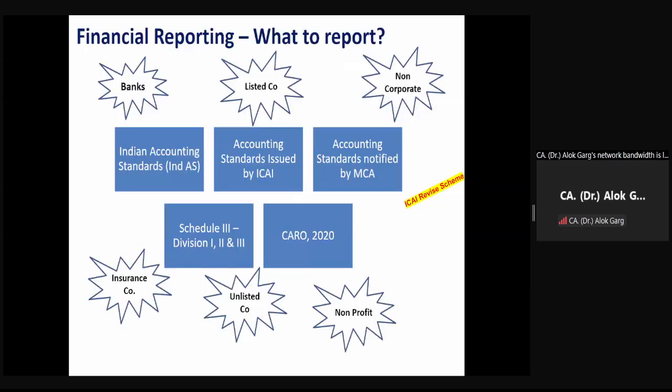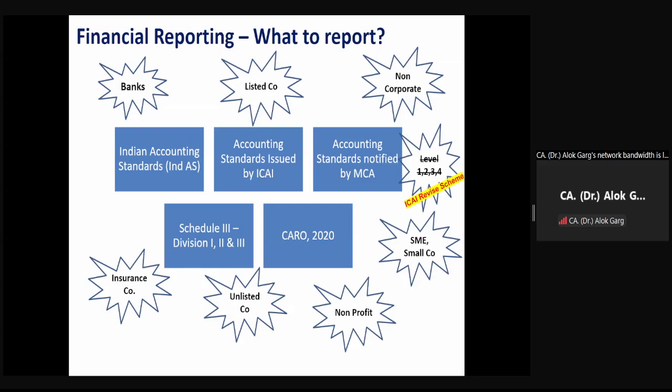Friends, if I talk about the financial reporting regime in our country, in India, we have three kinds of accounting standards today, right? First, we have the Indian accounting standards, and these Indian accounting standards are largely applicable to listed companies and unlisted companies whose net worth is more than 250 crores. Okay. And these Indian accounting standards are not applicable to banks, not applicable to insurance companies. These Indian accounting standards are not applicable to non-corporate entities as well.